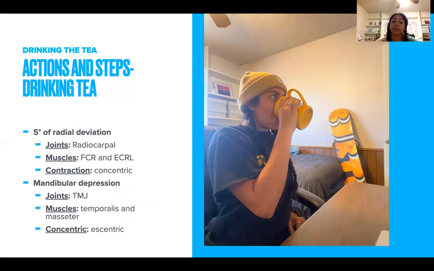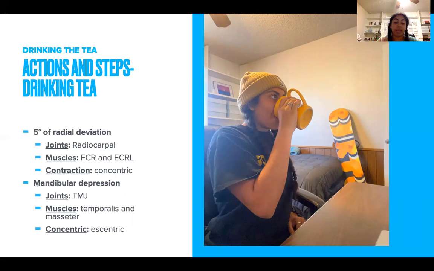So, action step number 4 involves radial deviation. As you flex your elbow towards your mouth, you will need to slightly radially deviate your wrist to approximately 5 degrees at the radiocarpal joint in order to tilt the tea out of the cup. This is a concentric contraction that involves the flexor carpi radialis and the extensor carpi radialis longus.